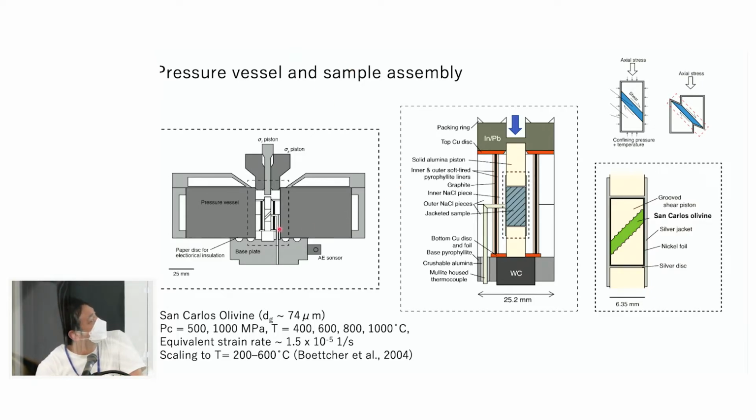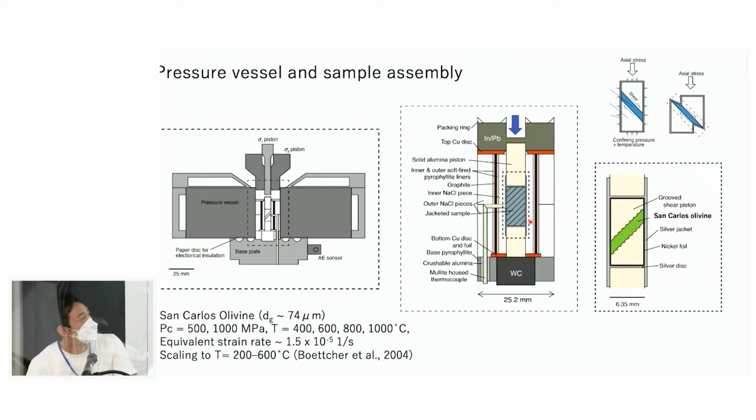The sample assembly is something like this. It's already 16 minutes, so I'll skip the detail, but the sample is here. It's green because we use an olivine sample for the experiment. We put the sample here with an oblique surface and push vertically, originally like this shape, but we apply pressure and temperature and then press like this to induce shear deformation, because most earthquakes are the result of shear fracture.